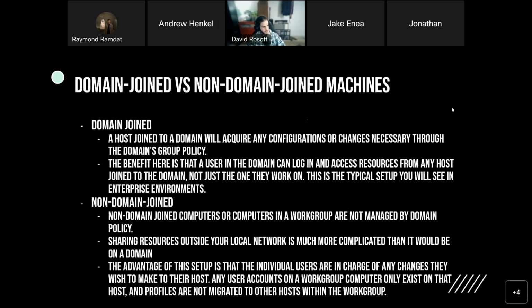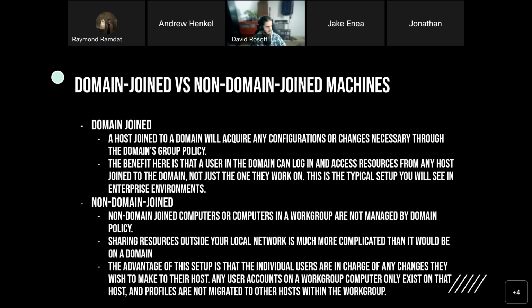We can also have domain joined and non-domain joined machines, like we were just talking about. Obviously, non-domain joined machines are not going to be a part of the domain. The advantage of not being part of a domain is that you can control everything that goes on in your machine. You can make whatever changes you want, and any user accounts that you make are only going to be stored locally on your computer and not anywhere else. The drawback is that it's much harder to share data outside your local network.